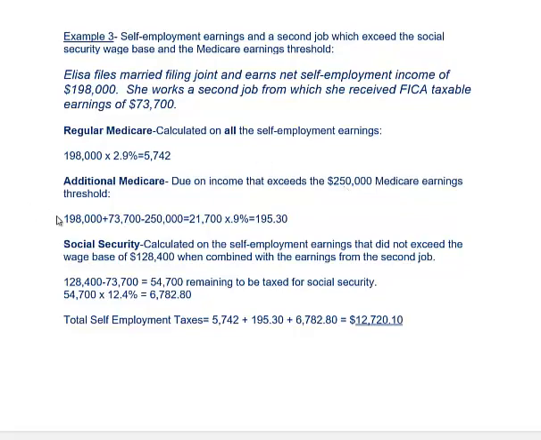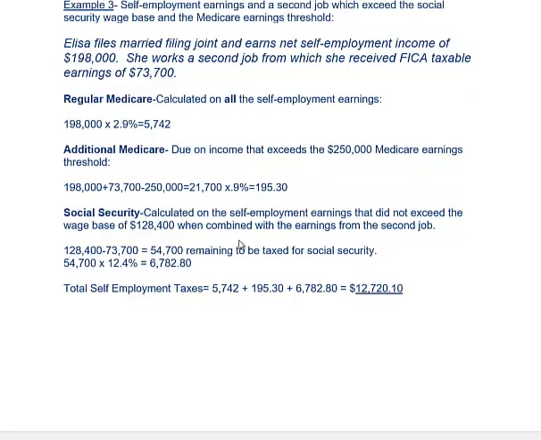So we will add up her earnings first of all, the 198,000 plus the 73,700 from the second job. Then the 250,000 is subtracted from that amount. So she has exceeded the 250,000 threshold by 21,700. We are going to apply the additional Medicare rate of 0.9% to those earnings, and her additional Medicare is $195.30.